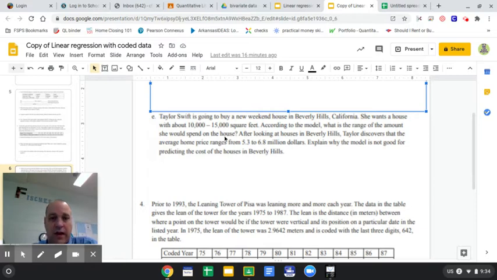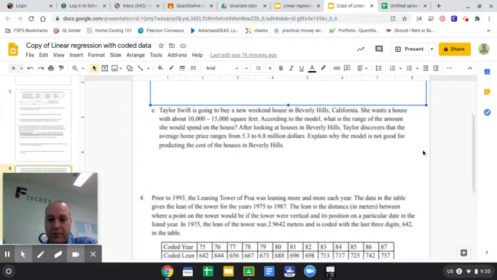So Taylor Swift is going to buy a new weekend house in Beverly Hills. She wants a house with about 10,000 to 15,000 square feet. According to the model, what is the range that she should spend on the house? And then after looking at Beverly Hills, she discovers that the home prices are 5.3 to 6.8 million. Explain why the model is not good for predicting the value of Beverly Hills. So in Beverly Hills, everything's going to be more expensive.